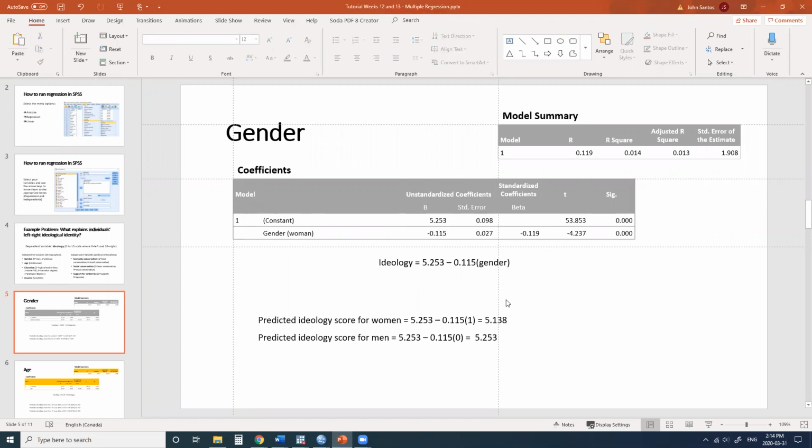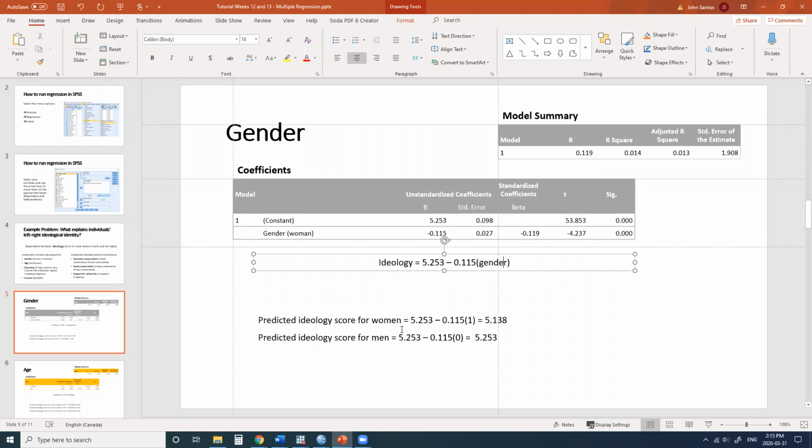We have some equation predicting ideology, right? Ideology is 0 to 10. And we can predict someone's ideology if we know their gender. So, the y-intercept is 5.253, and the coefficient for gender is negative 0.115. So what does this mean? So gender's coded binary, where 1 equals woman, 0 equals man.